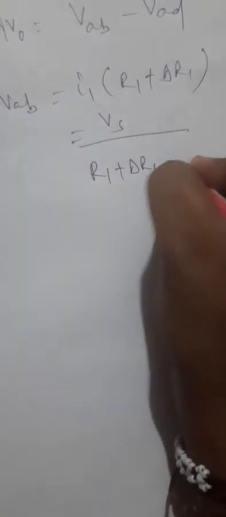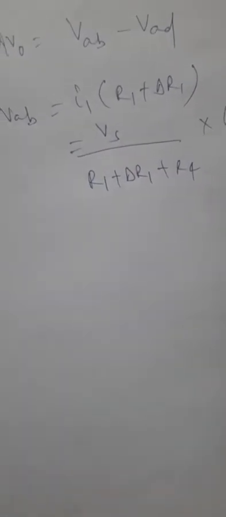So the galvanometer reading, that is the difference in voltage, is equal to VAB minus VAD. What is VAB? Voltage across AB equals current across AB into resistance across AB. The new resistance is R1 plus delta R1, and the current is I1. So the voltage across AB is I1 into R1 plus delta R1. I1 we have calculated: I1 is V supply divided by R1 plus delta R1 plus R4. So in place of I1 we put V supply divided by R1 plus delta R1 plus R4. So VAB equals I1 into R1 plus delta R1.